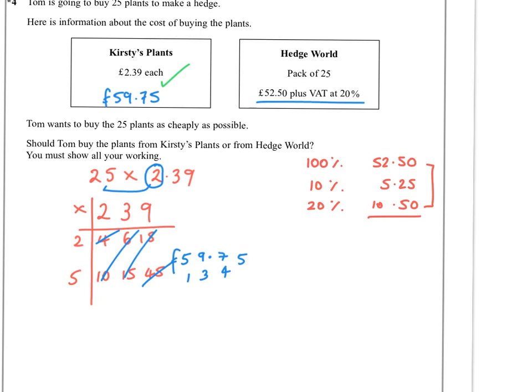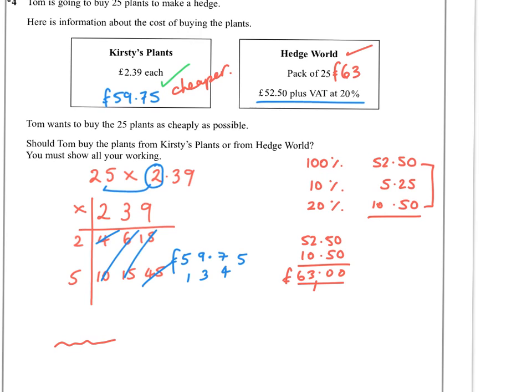and then you'd add that VAT on, so you'd have £52.50 and £10.50, which is £63. So Kirsty's plants would be cheaper, and you'd probably write that in a sentence instead.